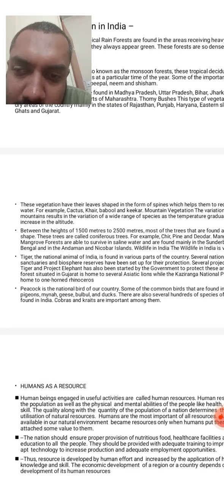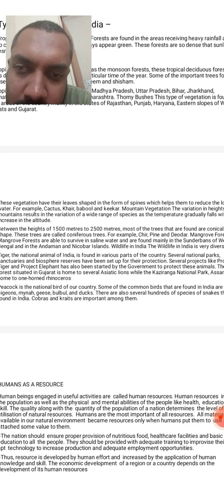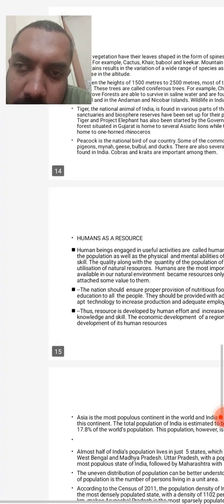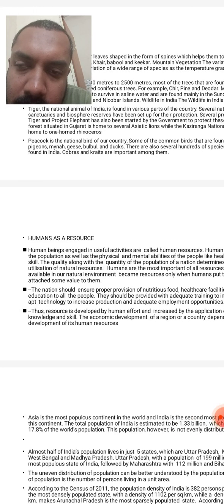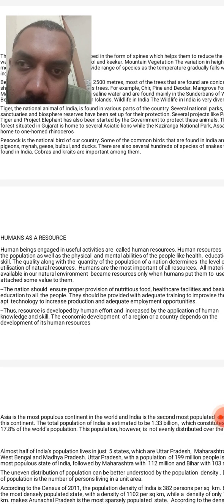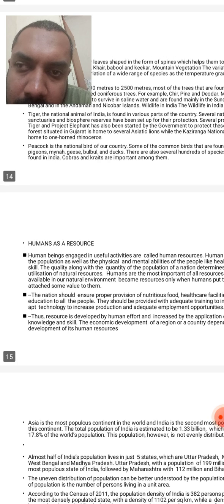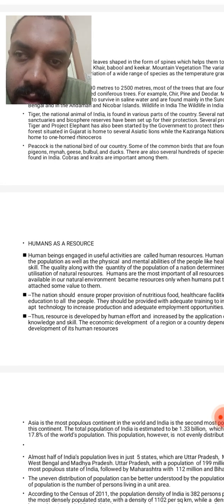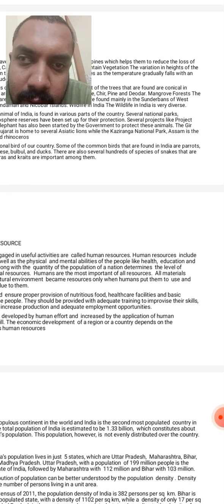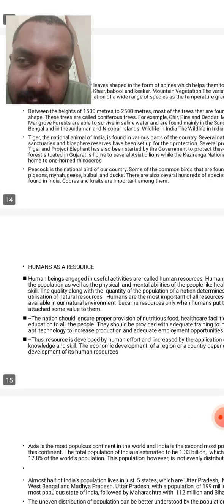The tiger is the national animal of India and is found in various parts of the country. Peacock is the national bird, and some common birds that are found in India are parrots, pigeons, myna, geese, and bulbul. There are also several hundreds of species of snakes that are found in India. Cobras and kraits are important among them.